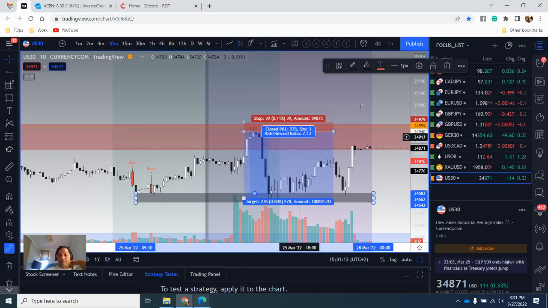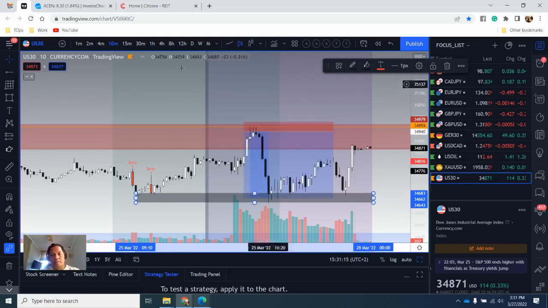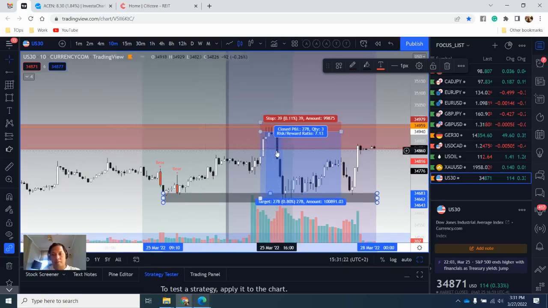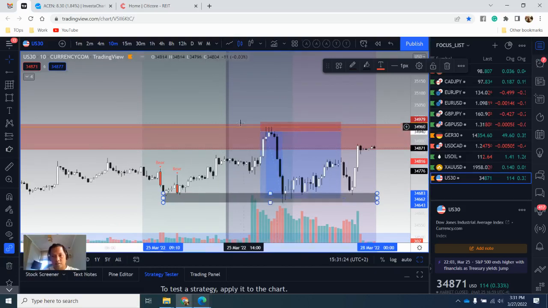If you are able to spot these kinds of key levels and match them with smart money concepts, you will really have more confidence in trading any kind of market.